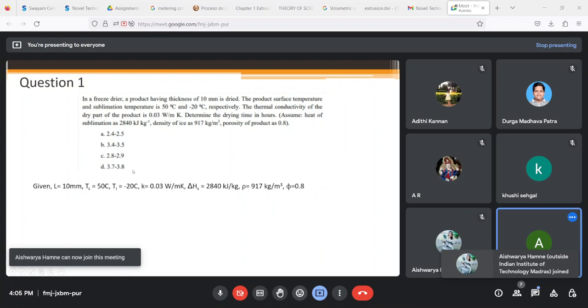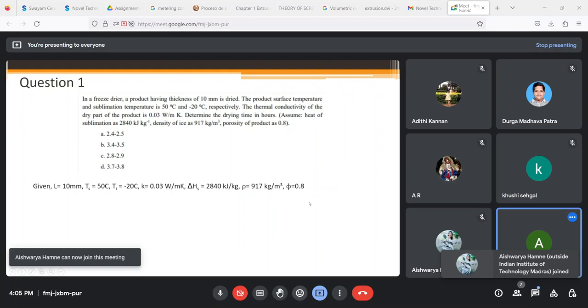So that is your sublimation temperature, sublimation front temperature. So this is where your frozen product starts, and this is the surface, that is where your dried product would probably be there. So this is the surface temperature, which is 50 degrees Celsius, and sublimation front temperature is minus 20 degrees Celsius. You have your thermal conductivity as 0.03 watt per meter Kelvin. The heat of sublimation is given as 2840 kilojoule per kg, density as 917 kg per meter cube, and porosity as 0.8.